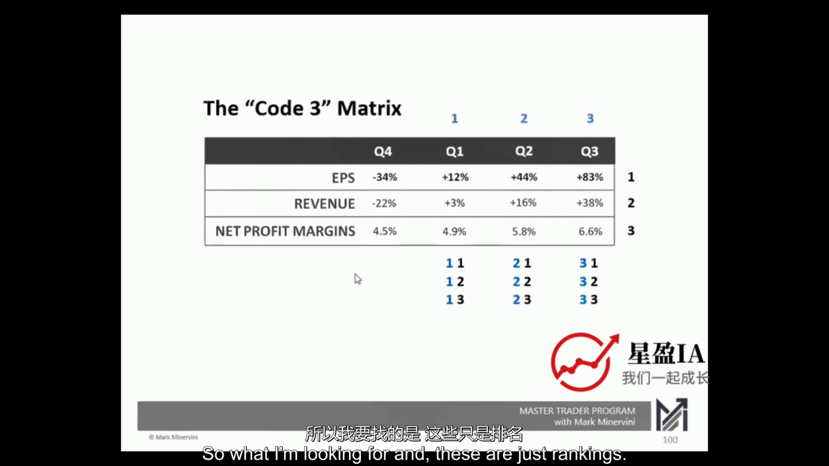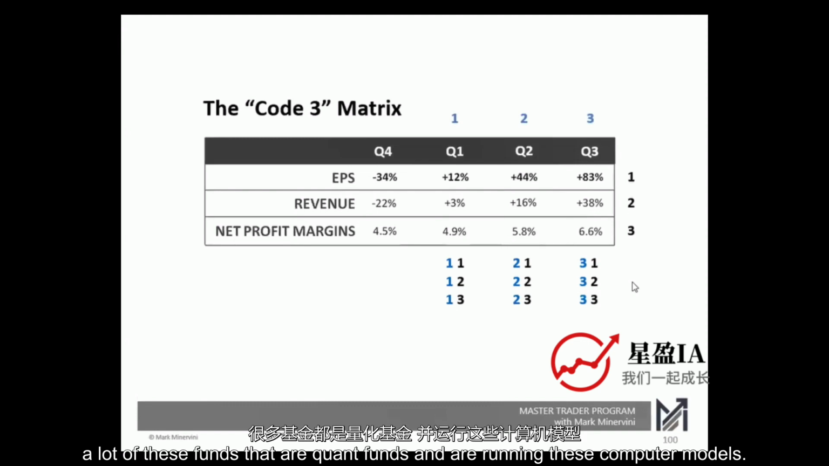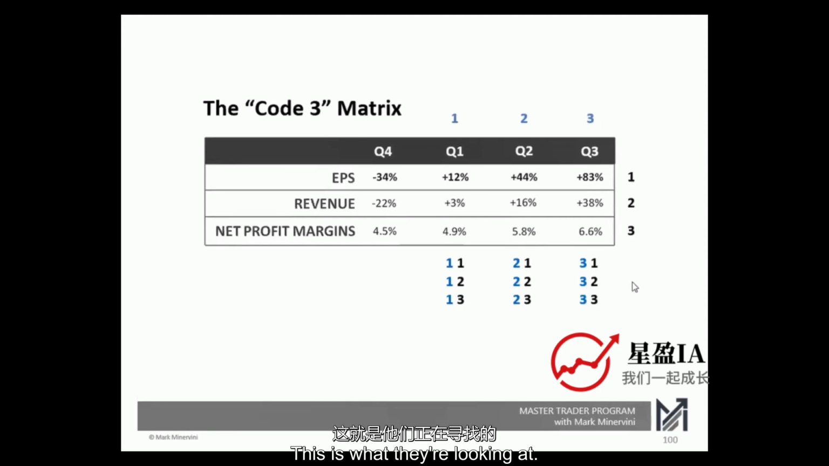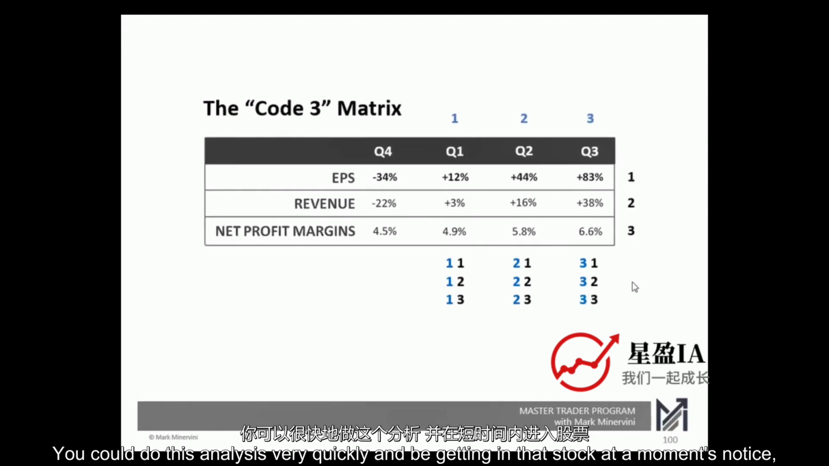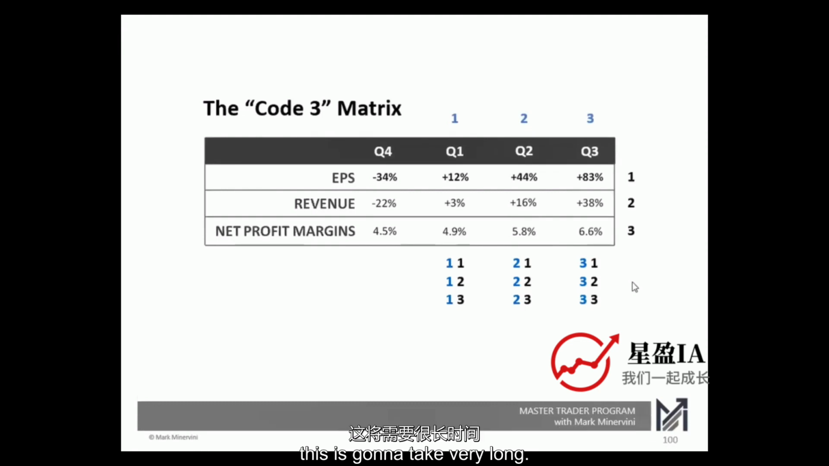So what I'm looking for, and these are just rankings, if you had 1 quarter of earnings acceleration, that would be an 11. A 33 would be 3 quarters of all 3. This is built around what institutions are looking at. A lot of these funds are quant funds running computer models. This is what they're looking at. And they take a long time, like I said, to make these decisions. You could do this analysis very quickly and be getting in that stock at a moment's notice. This isn't going to take very long.